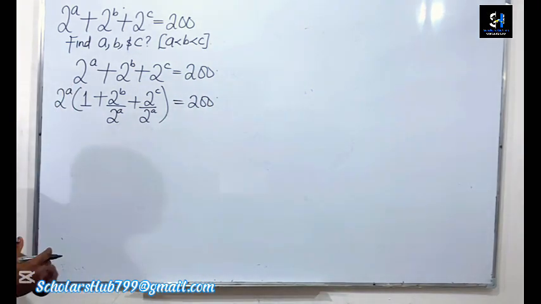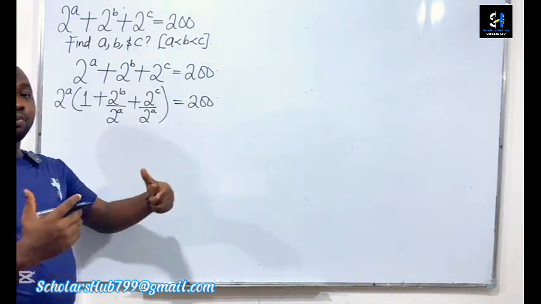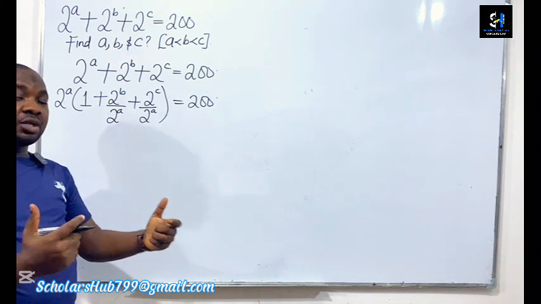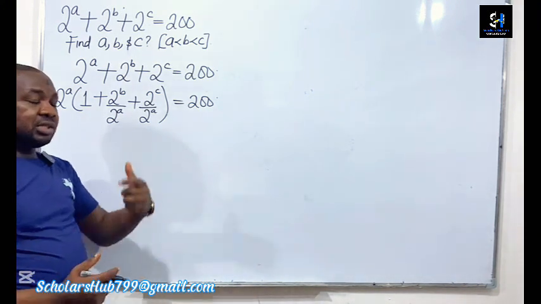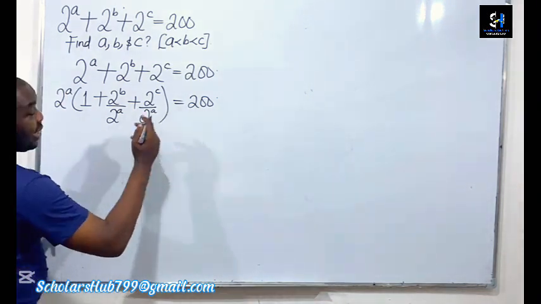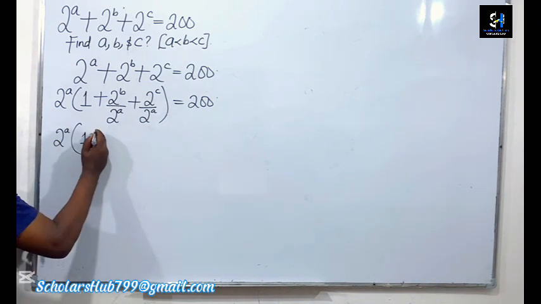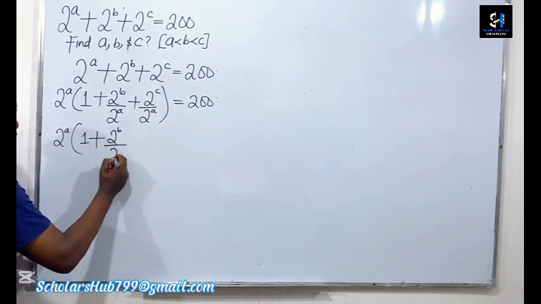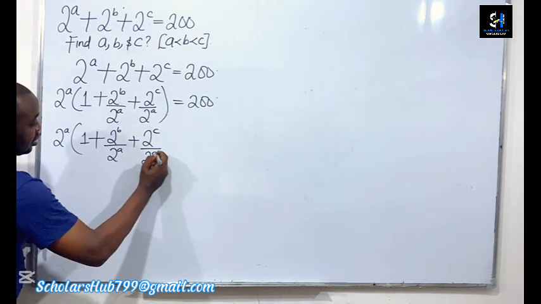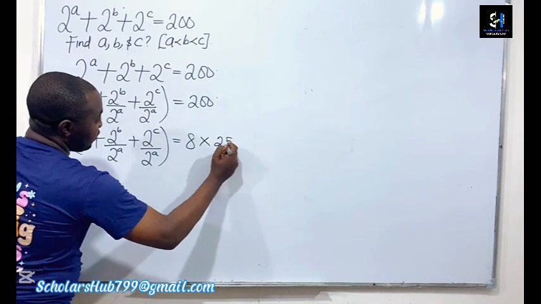Now, what to do next is to break this into 2. That is, to express 200 as a product of two numbers, one of which must be even and the other of which must be what? Odd. That is a product of an even and an odd number. And that will be 8 times 25. So this is 2 raised to the power of A, parenthesis 1 plus 2 raised to the power of B over 2 raised to the power of A plus 2 raised to the power of C over 2 raised to the power of A, equals 8 multiplied by 25.